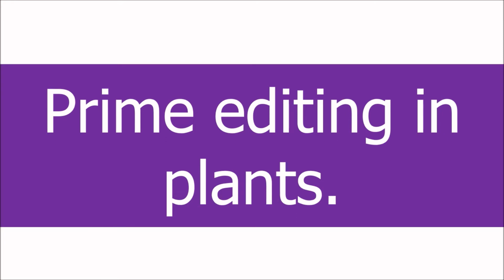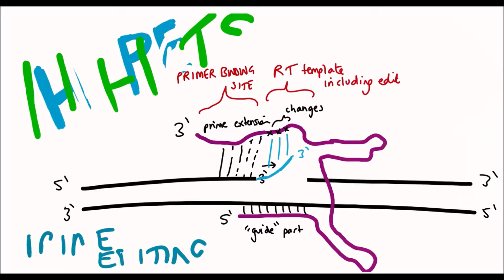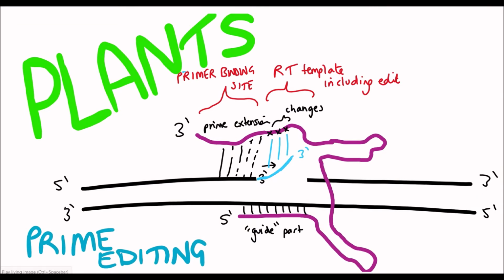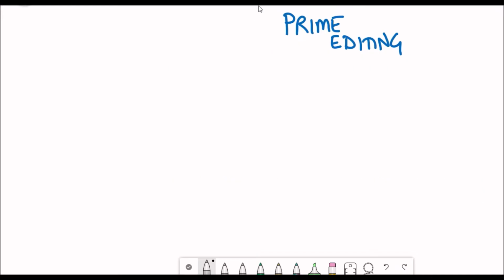In today's video, we're going to look at prime editing in plants. Prime editing is a form of genome editing that I spoke about in a previous video about the technique and how it works. But in this video, we'll look at how prime editing can now be applied to plants, as reported in this recent Nature Biotechnology paper.